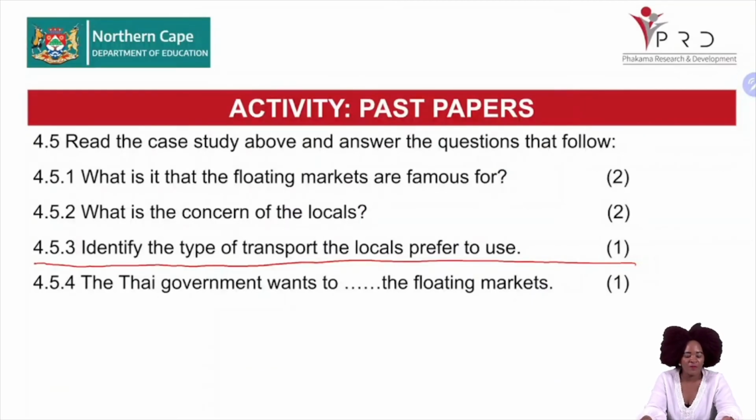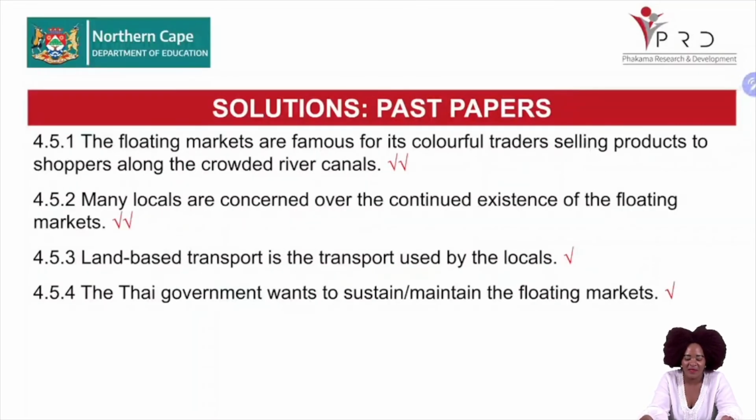In 4.5.1, we're supposed to write what is it that the floating markets are famous for? What are they famous for? And also, what is the concern of the locals? That is 4.5.2 and 4.5.3. Identify the type of transport that the locals prefer to use. So let's see how many marks you are actually going to get from this. Now let us mark.